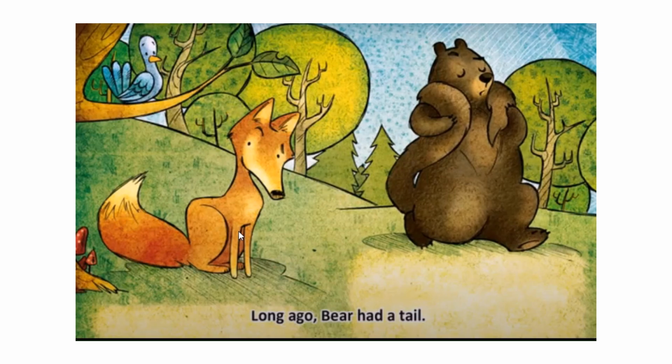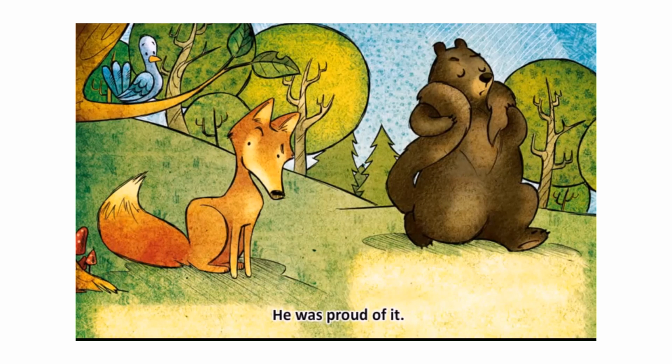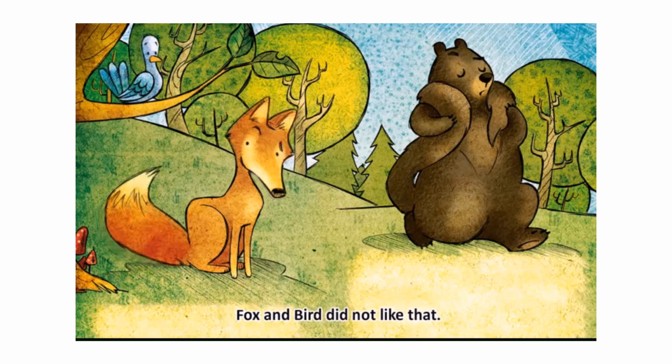Bear had a tail. It was a very nice tail. He was proud of it. Bear met Bird. He said, "Look at my tail! It's pretty!" Bear met Fox. He said, "Look at my tail! It's long and brown!" Bear talked a lot about his tail. Fox and Bird did not like that.